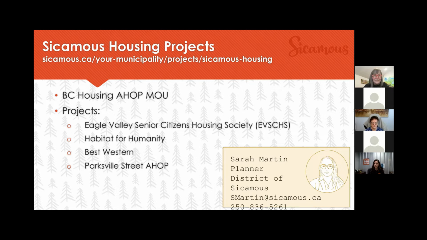Habitat for Humanity Kamloops and the district have also signed a memorandum of understanding for the development and construction of multifamily housing and commercial space on Main Street. The housing component will be mixed tenure and universally accessible. So it'll include multifamily housing as well as commercial space. A number of market units are also being developed subject to housing agreements within the district. These include rental apartments proposed to be constructed at the Best Western and single family lots on Parksville Street.